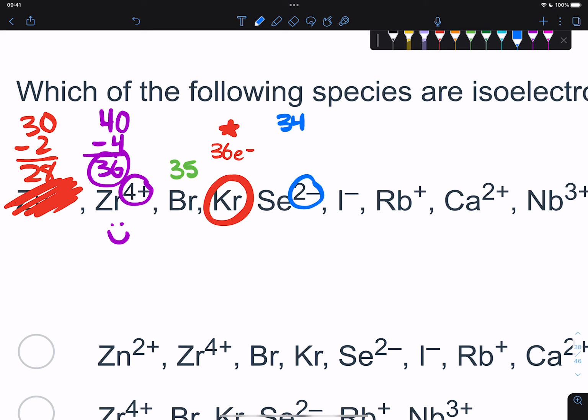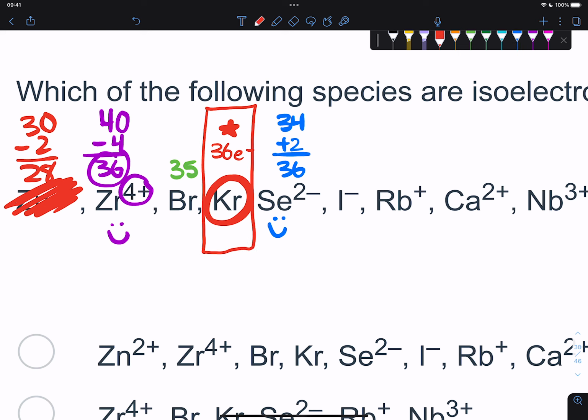But the selenium has gained 2 electrons. So we're going to add 2, and that's going to give us 36. That's looking good. That means that the selenium ion, the selenide ion, is isoelectronic to the krypton, which is like our base reference. So far we have 36 over there, we have a 36 here.